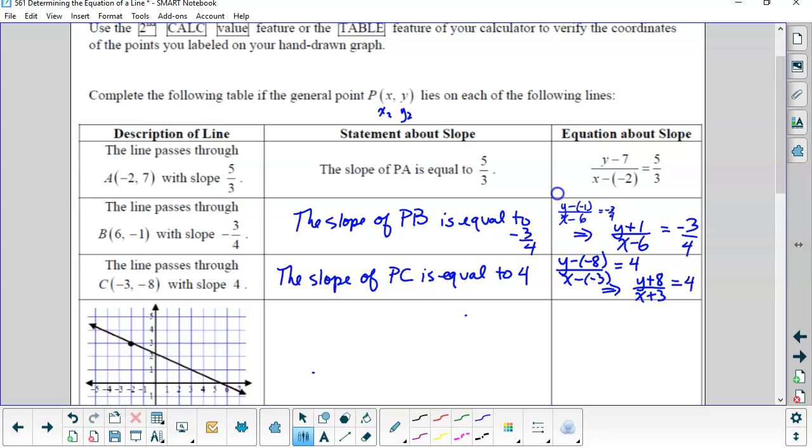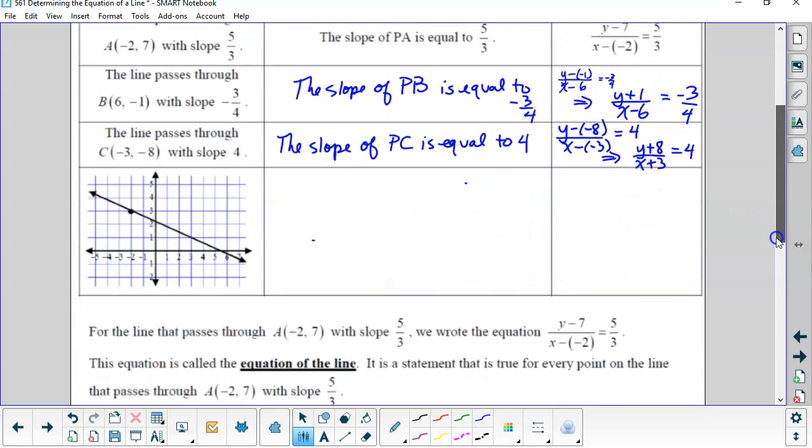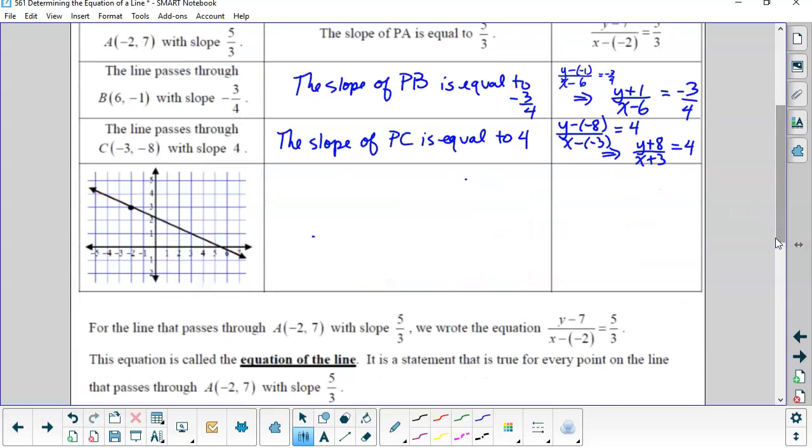Okay. Next one, we're given a graph. So here, what's the statement about the slope? Well, we need to find the slope. So we are given this point for sure. Look for another nice point. So this looks like a nice point. From your left point to your right point, we have to go down 2 and to the right 5. So the slope of the line is negative 2 over 5.